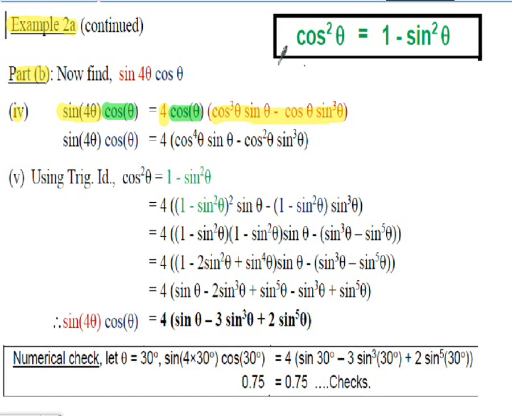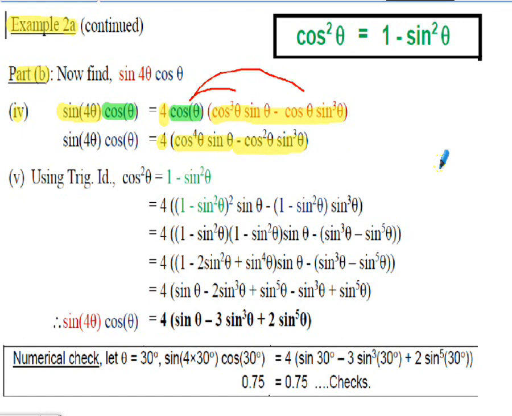On the next line what I'm doing is expanding the bracket by cos theta on the right hand side, so cos theta multiplied by the cos cube theta sine theta, and then cos theta multiplied by the negative cos theta sine cube theta term. So that simplifies on the next line to 4 outside the bracket, cos to the power 4 theta multiplied by sine theta minus cos squared theta sine cube theta.